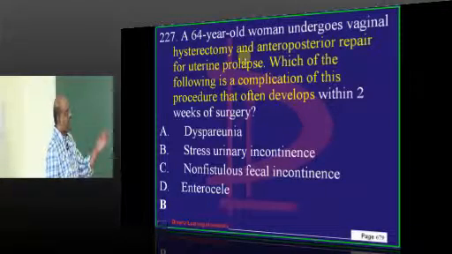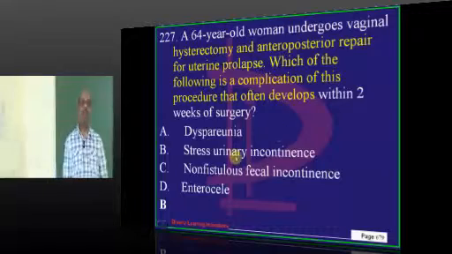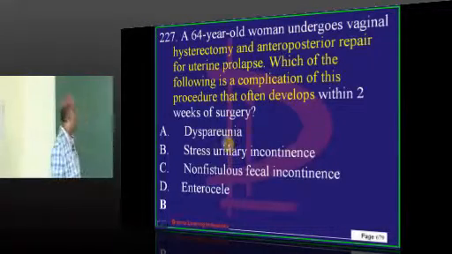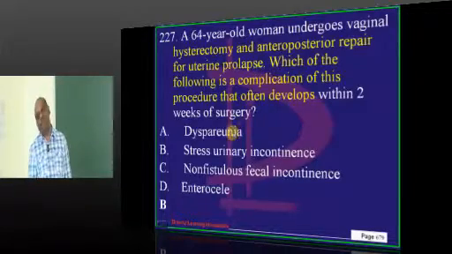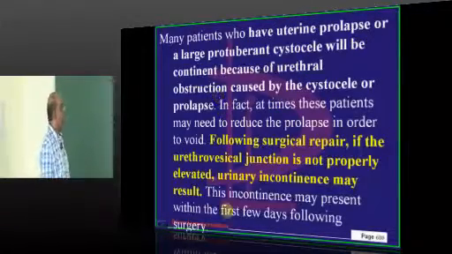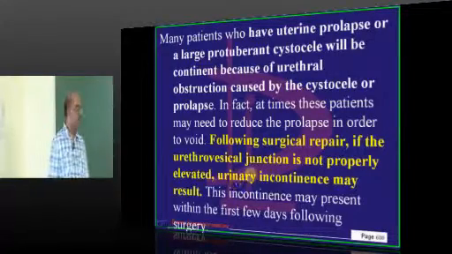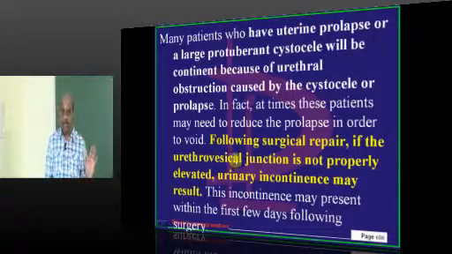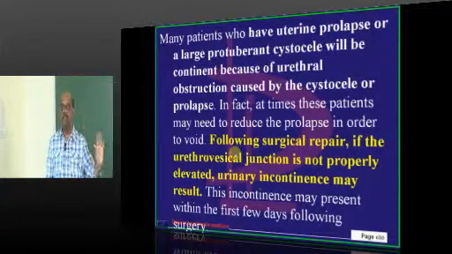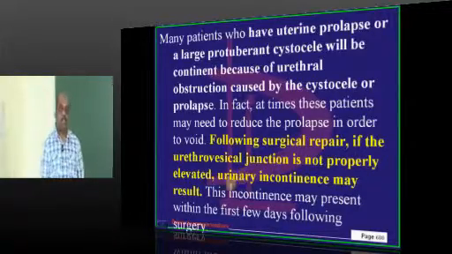A 64-year-old undergoes hysterectomy, then what complication can develop within 2 weeks? Post hysterectomy, there is a great risk of developing stress urinary incontinence, unless at the time of hysterectomy the uterovesical angle is respected and maintained. If it is missed, then that can lead to development of post-operative stress incontinence.